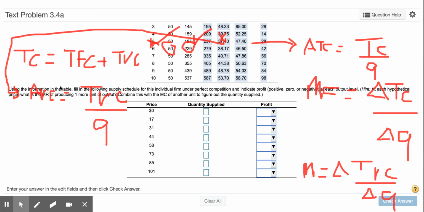Okay, this question has a second part. In the second part, we need to calculate profit. And this part, I think, is a little bit tricky. To calculate profit, we need to understand the profit maximizing quantity, and to understand the profit maximizing quantity, we need to know the price of output of the product.